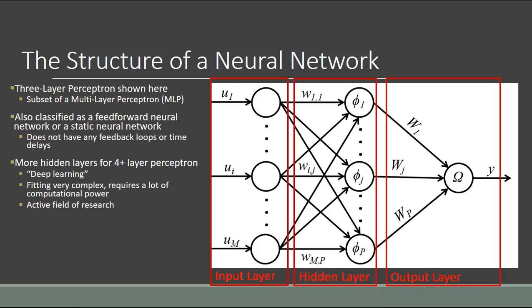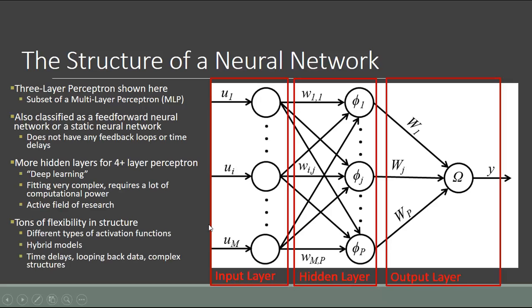And I've never had an application where it required deep learning, but typically if you're dealing with a lot of inputs, hundreds or thousands of inputs, you might want to explore other model structures, and maybe not something so simple as a 3-layer perceptron. So there is a lot of flexibility in the structure, so you can have different types of activation functions.